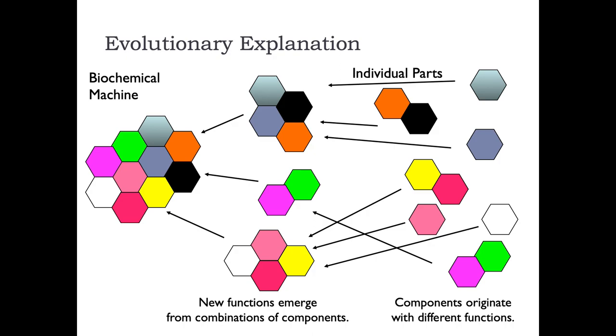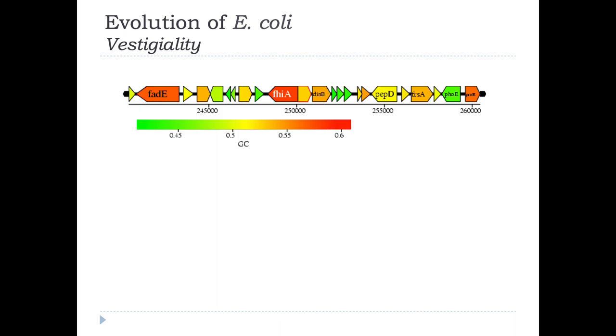The answer to this conundrum is that the individual parts may have different functions, but they can work together to make functions that are much less complex than the big function associated with the biochemical machine. New functions can emerge from combinations of components, and so there's no great leap required. So we can explain flagella evolution through a series of steps.